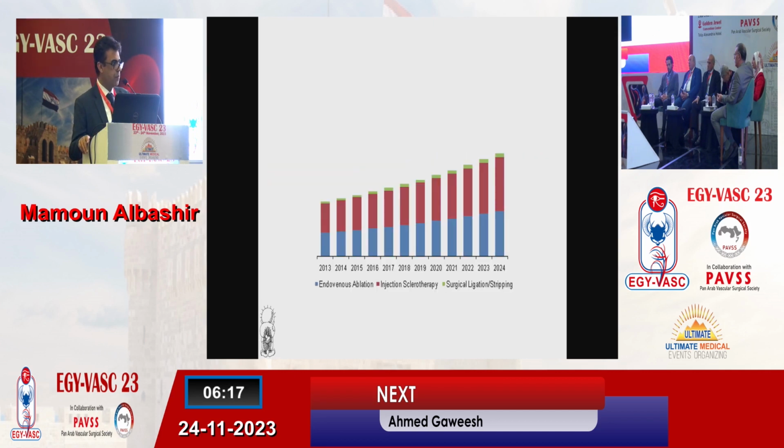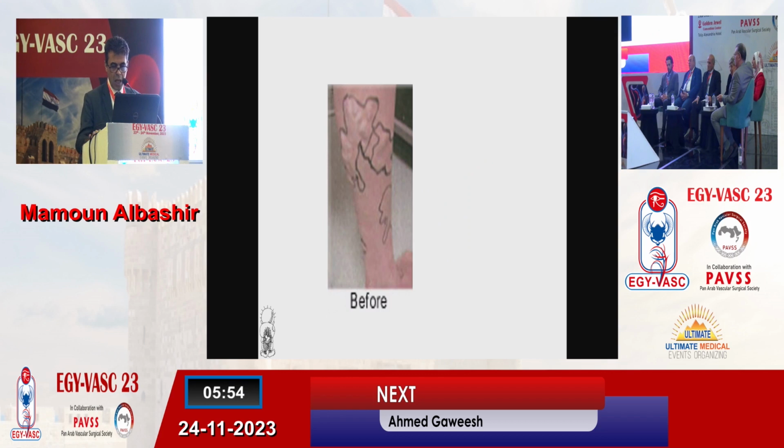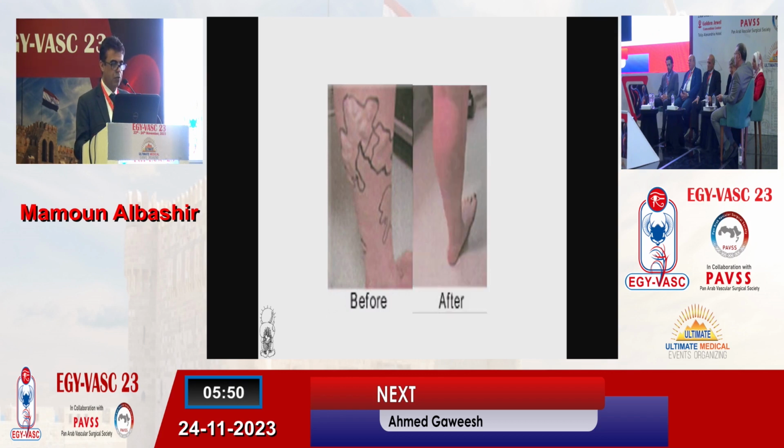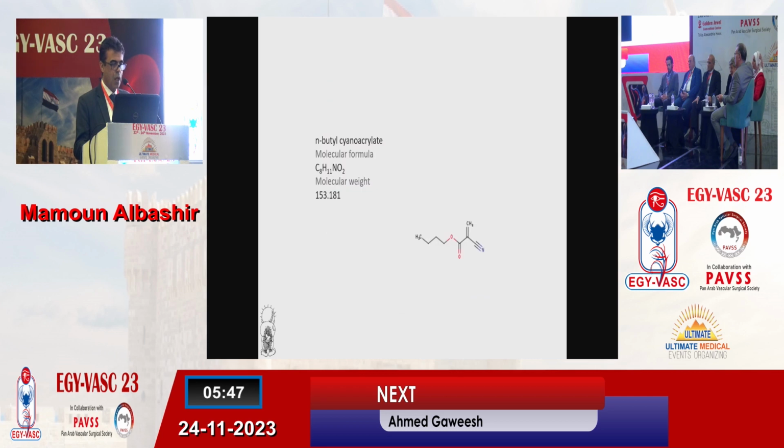And you can see from the progression of endovenous procedures over the last 10 years how this developed into a higher percentage of interventions, with endovenous ablation and injection sclerotherapy, to the detriment of surgical ligation and stripping. And the main reason is because of the good results we've been achieving with endovenous therapy.